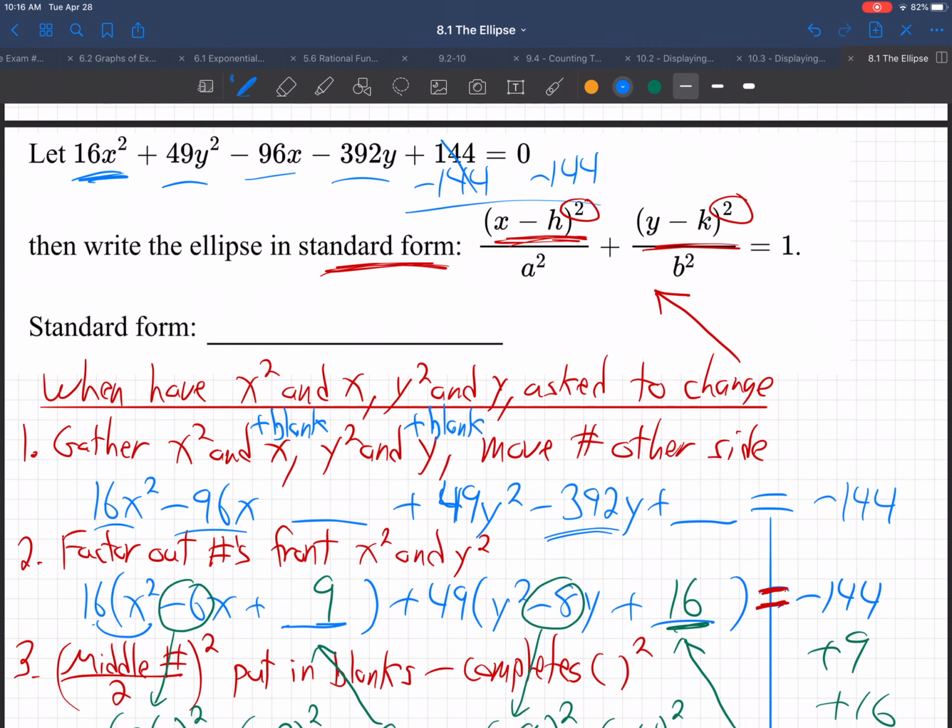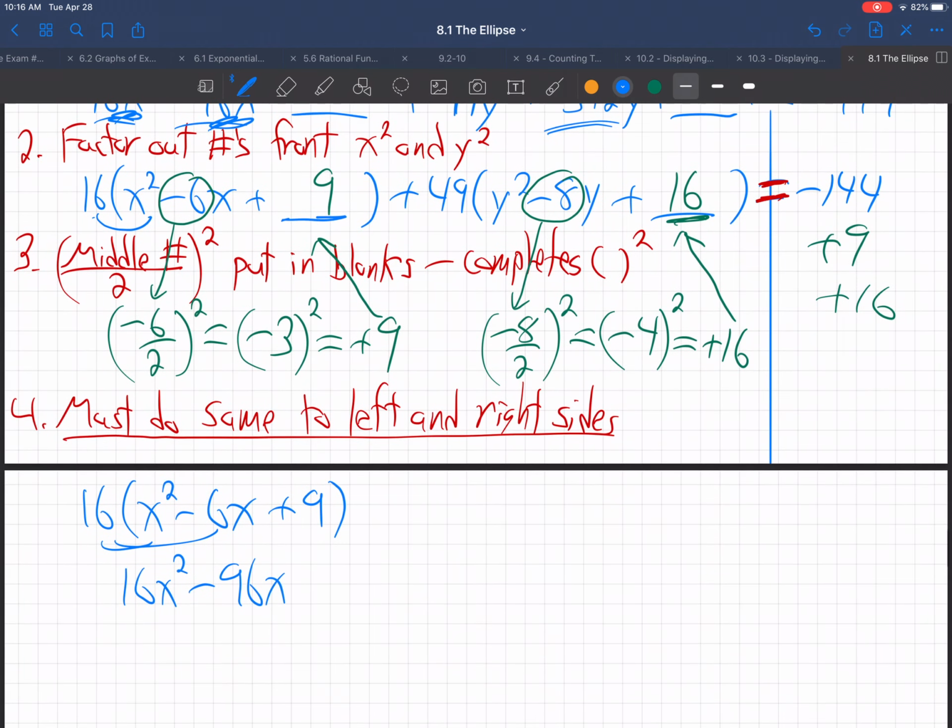From the very beginning, 16x squared, back here, 16x squared minus 96x. It was over there, same thing, right? Nothing's new there. But now 16 times 9, what is that? 144. There would be a brand new 144 that was never there before. You see, by putting this 9 right here, under the influence of a 16, you really added 144 to the left side.